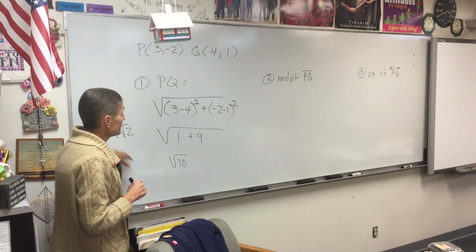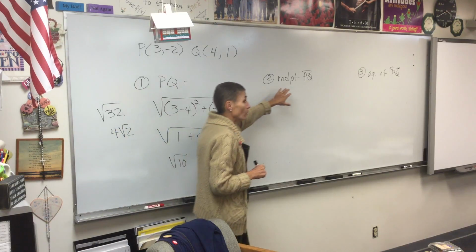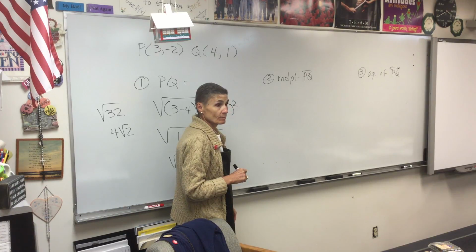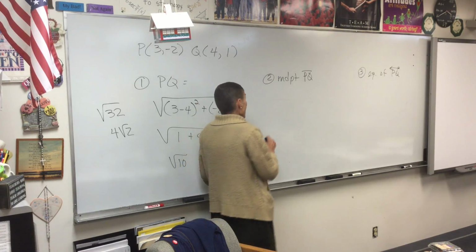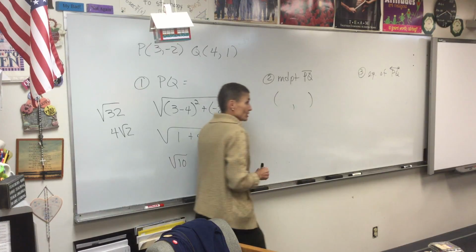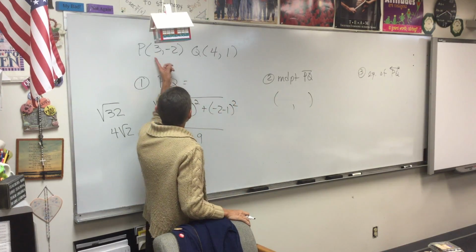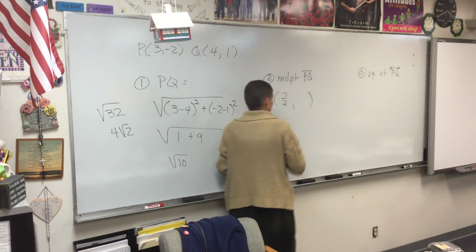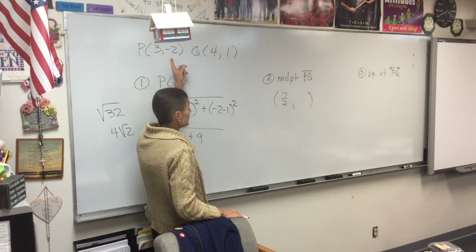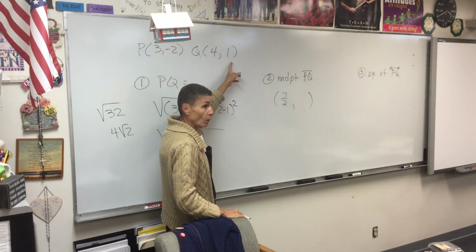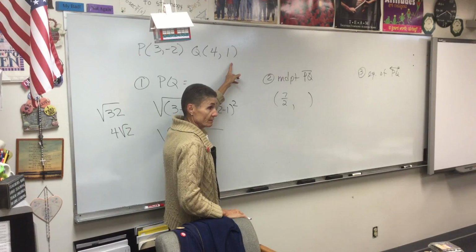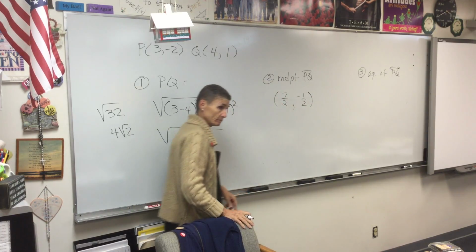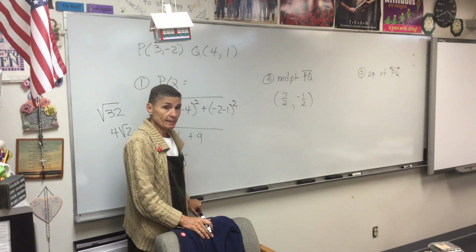Okay? Now, midpoint. How do we find midpoint? Add them and divide by 2. It's called the average, right? We're going to add them and divide by 2. So 3 and 4 makes 7 divided by 2. -2 plus 1 divided by 2. Got it?